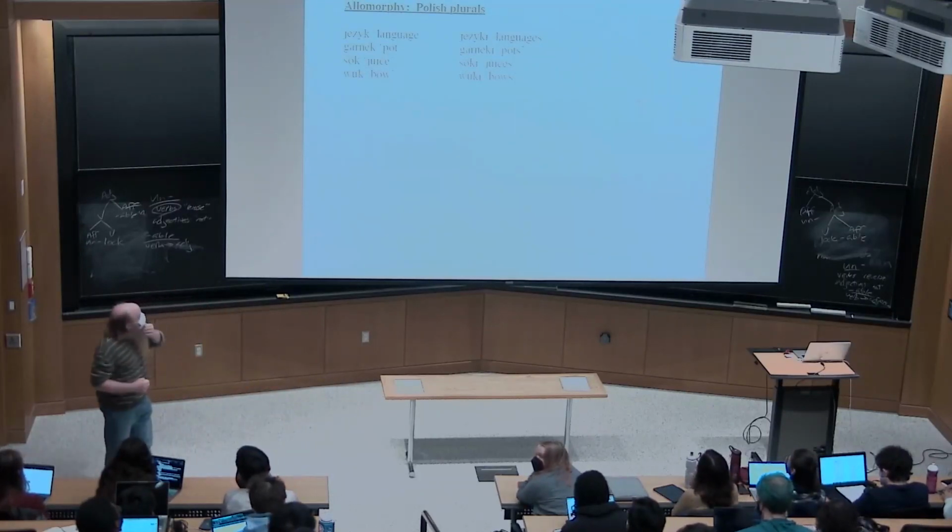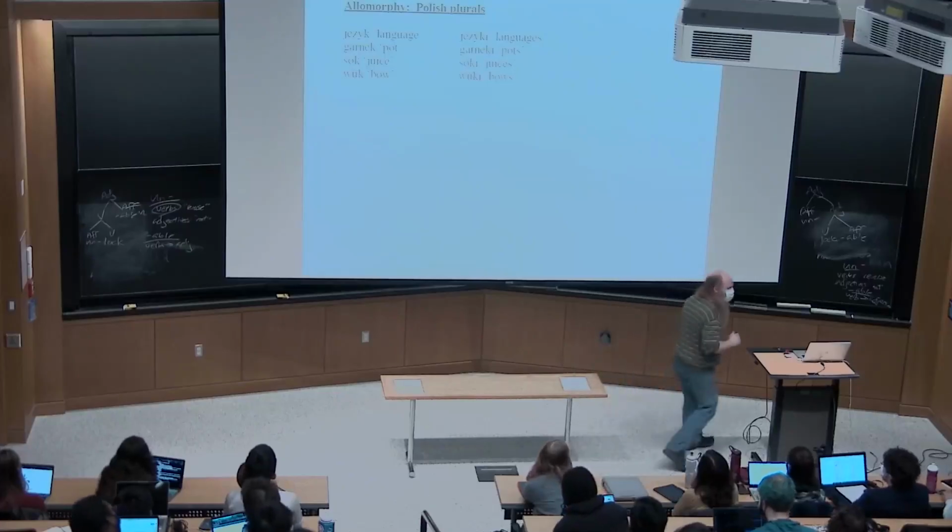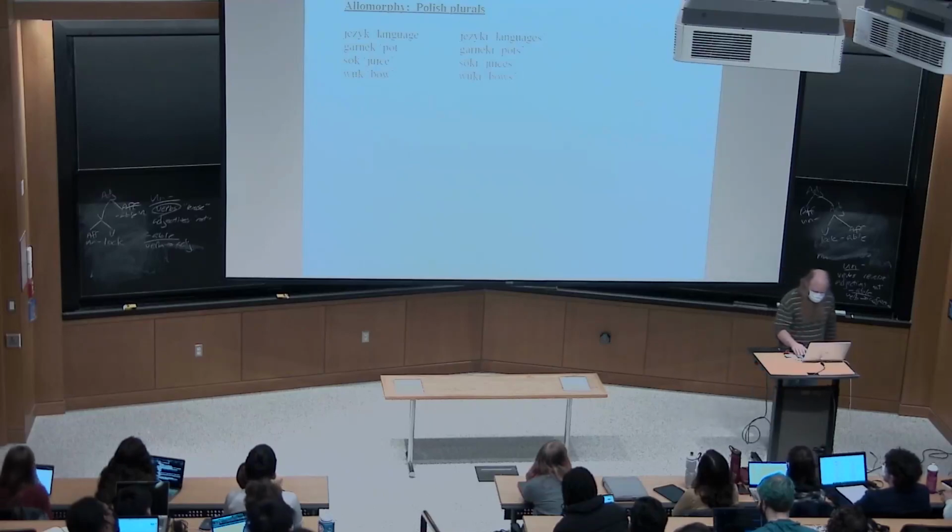Does anybody find any morphemes in here? I mean, there's morphemes that mean language, pot, juice, and bow. What's the plural morpheme? E, yeah? So the suffix spelled with the letter I, it's pronounced E. Okay? No allomorphy here so far.